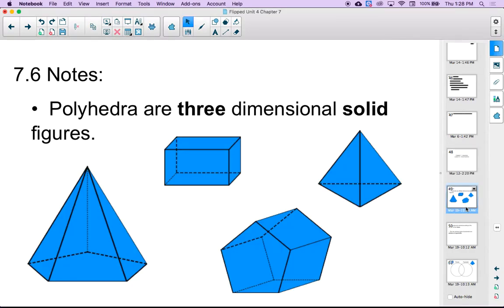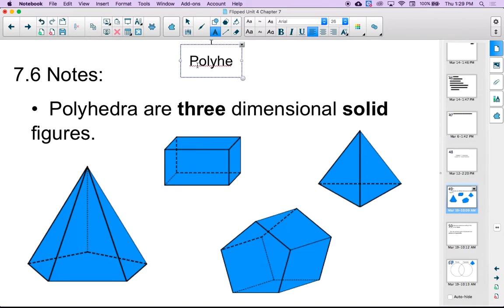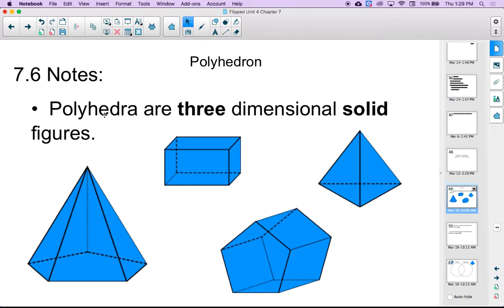So, polyhedra is our vocab word here. Polyhedra are three-dimensional solid figures. Polyhedra is the plural of the word polyhedron. I can show you how to spell that word if you're interested. It is Polyhedron. So polyhedron would be one, polyhedra is two or more. Okay, they're three-dimensional solid figures.